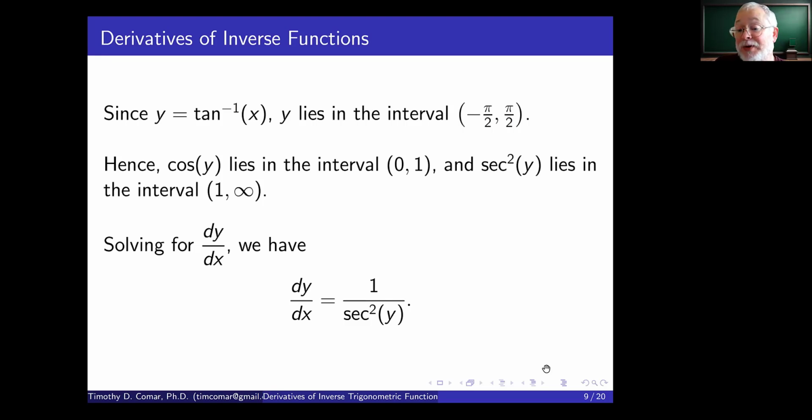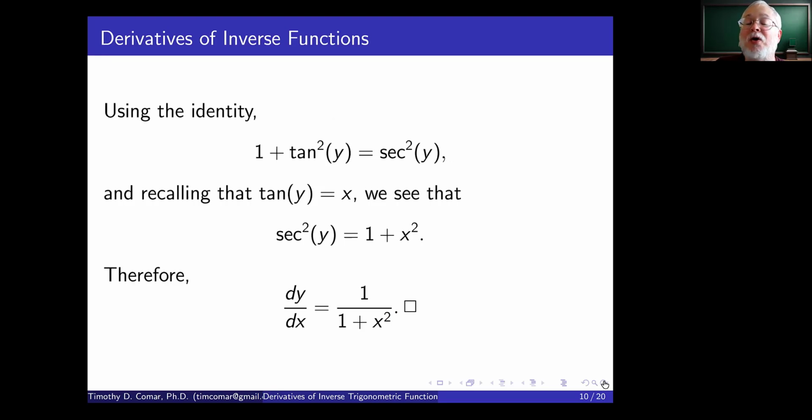And now we want to get it back in terms of just x. We are now going to use another one of our Pythagorean identities, 1 plus tangent squared of y equals secant squared of y. And using the fact that x is tangent of y over here, secant squared of y is just 1 plus x squared. And then we get our beautiful derivative formula for the arctangent, 1 over 1 plus x squared.